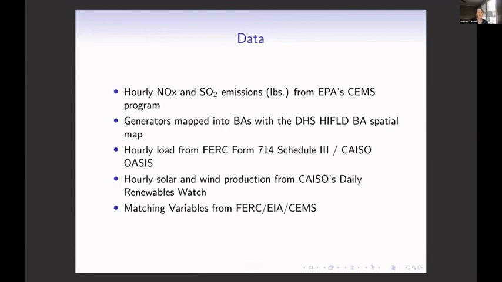So to perform this analysis, I use hourly NOx and SO2 emissions from EPA's SEMS program. And because each of these generators is located in a specific balancing authority or region, I have to map them into this particular region. That information isn't in the SEMS data. So I use the Department of Homeland Security's spatial map to map them into their respective regions. Then I have hourly load from FERC Form 714 and also CAISO's OASIS system. I obtain hourly solar and wind production from CAISO's Daily Renewables Watch reports. And then I have a variety of variables that I construct from FERC and SEMS and EIA data.